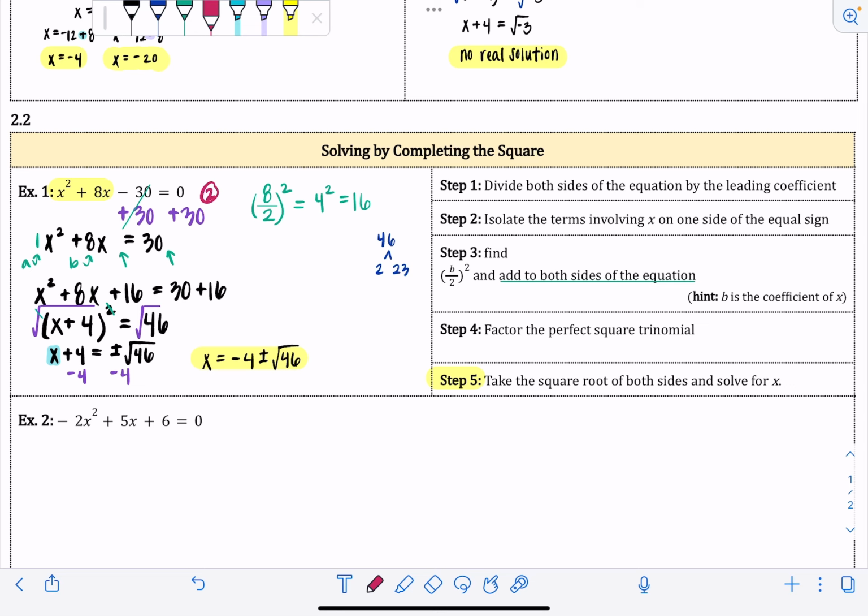Step 3 we did over here, but then we also had to add it right there because it said to find that number and then add to both sides of the equation. Step 4 said to factor the perfect square trinomial, and remember you can do that using a pattern. And then step 5 was to take the square root of both sides and solve for x. That's what we did down here. Step 4 and step 5 are on the same line, so they're a little bit compressed.